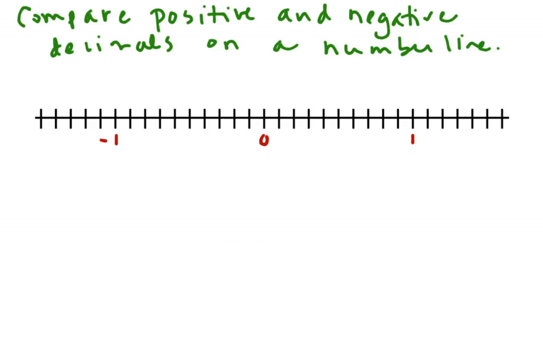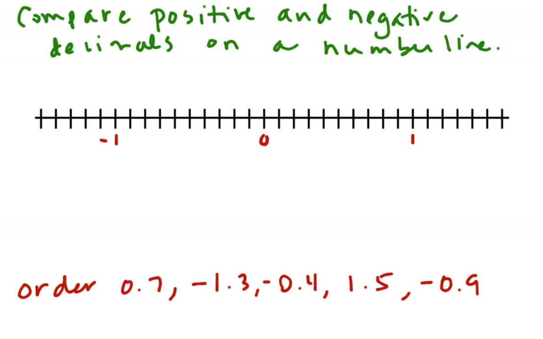All right, one more example. If you have positive and negative numbers, you can use a number line to compare them. So let's say they ask you to order the numbers. These are my numbers that I've listed: 0.7, negative 1.3, negative 0.4, 1.5, and negative 0.9.